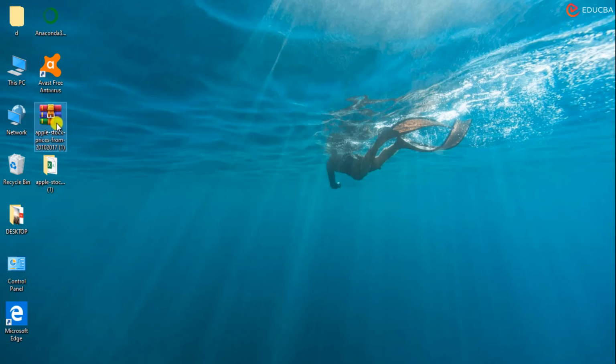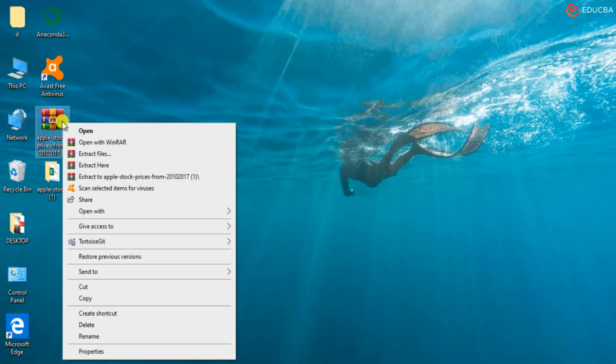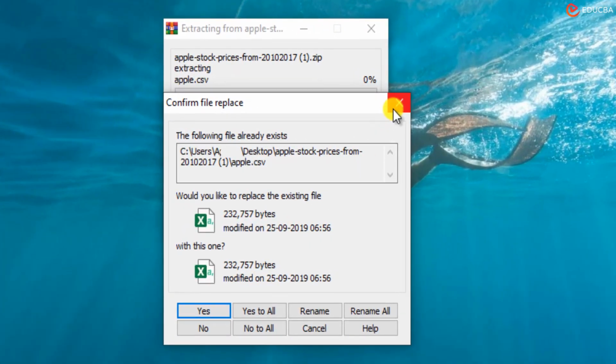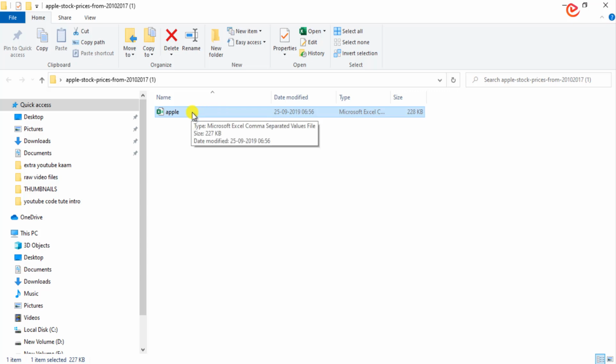After downloading the data set, this is the RAR file which we have obtained. You can right click on this, press this extract to button. We can extract it to a folder. So it's extracted here. This is a CSV file. This is my data set. Double click this.